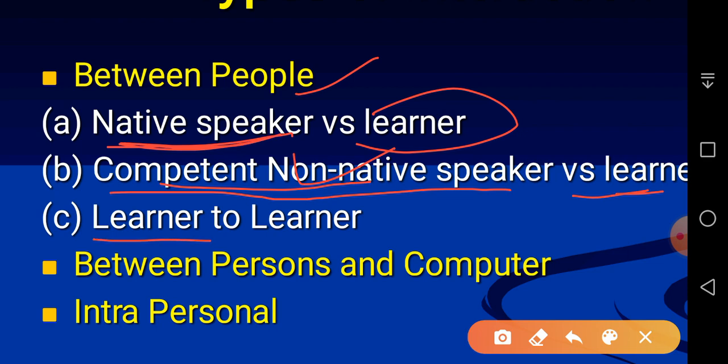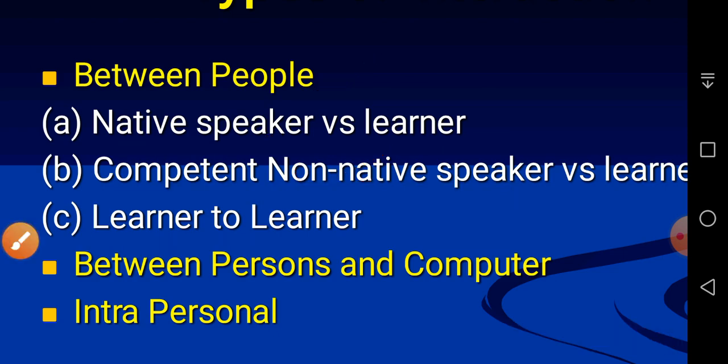And the third one is when learners talk to learners. I mean, in the classroom, students talk to each other, they talk to their teacher, a teacher talks to them. So this interaction is very important. Unless this interaction is there, language development does not take place according to this interactionist theory. Okay, let me proceed further.